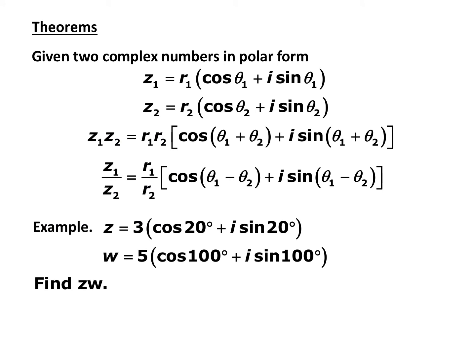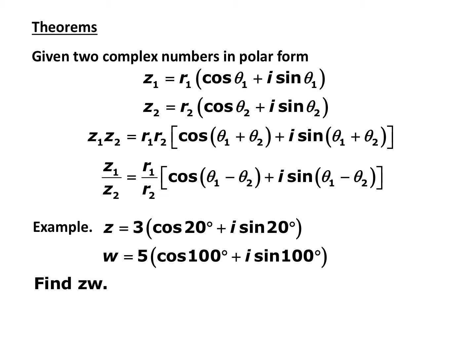Just like in rectangular form, we can do different types of algebra and arithmetic with complex numbers. We can multiply them, add them, so on and so forth. So same thing with complex numbers when they're in polar form. If we have two different complex numbers, we can multiply them together. The way that you multiply them together is you multiply the radii together and add the angles. If you divide them, you divide the radii in that order and subtract the angles in that order.